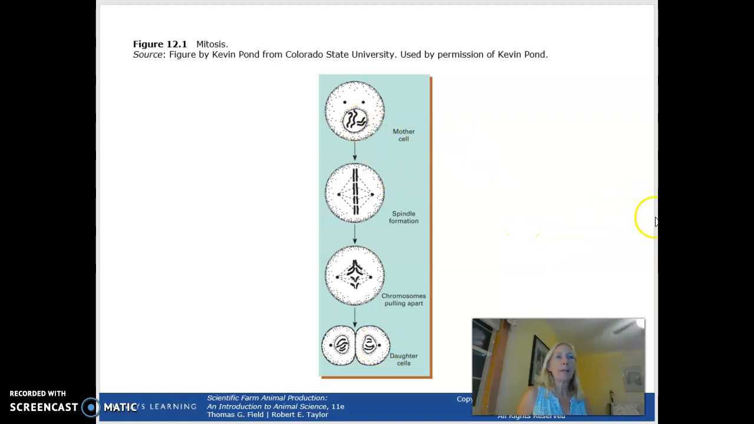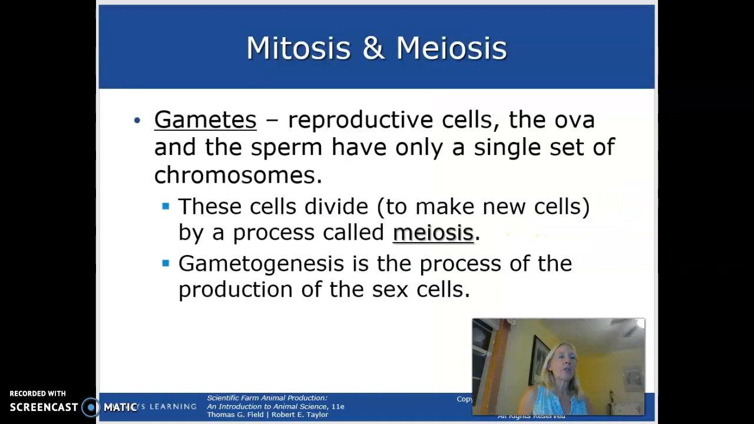That's important to remember about mitosis. So a couple more terms. Gametes, that's another term for your reproductive cells. In a female, gametes are the ova, and in a male, the gametes are the sperm. And your eggs and your sperm only have a single set of chromosomes instead of paired chromosomes. These single sets of chromosomes result from the process of cell division known as meiosis.